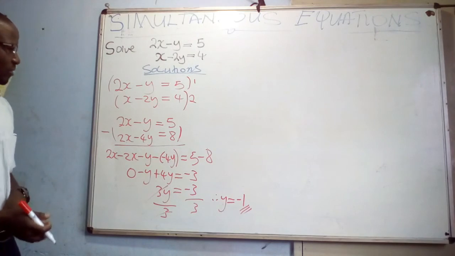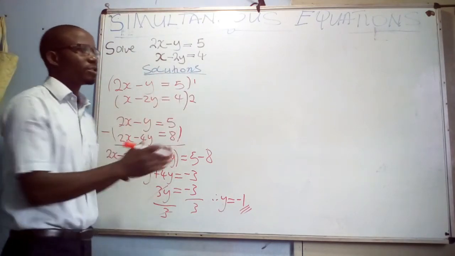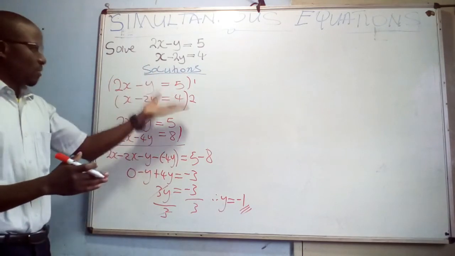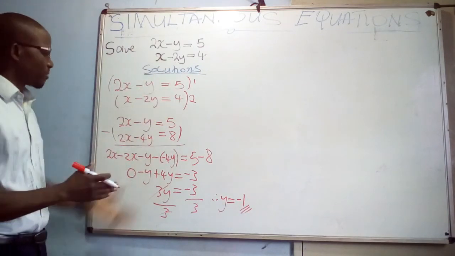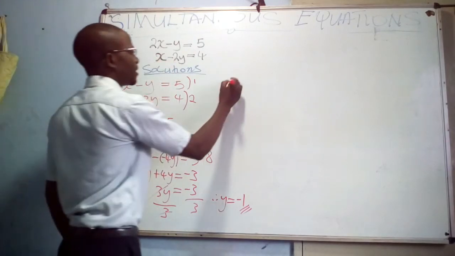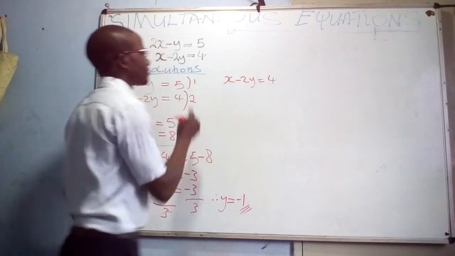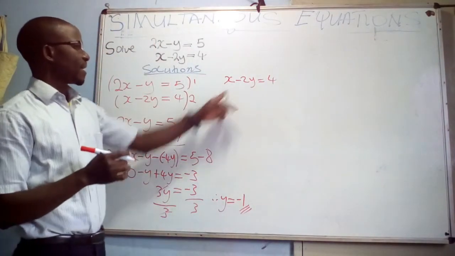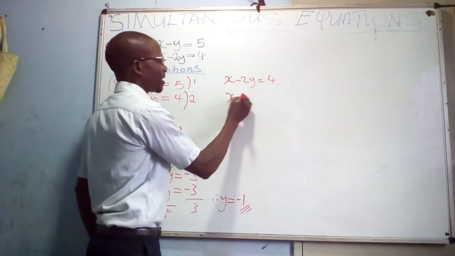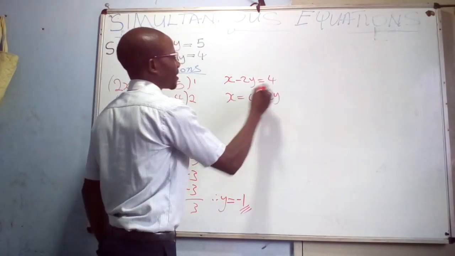If y is equal to negative 1, you can now pick one of these equations. You substitute through, because we want to find x. It's easier to use this one. We say x minus 2y is equal to 4. Using this equation, make x the subject of the formula. x is equal to 4 plus 2y.